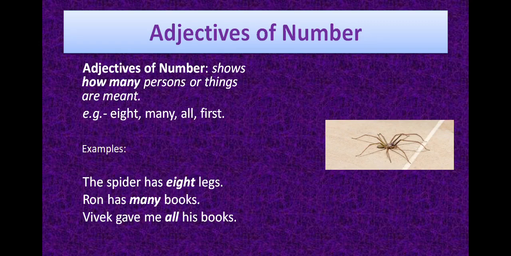Next, we move on to adjectives of number. Adjectives of number show how many persons or things are meant. So, we can count them as numbers. For example, 8, many, all, first. Now let us see these examples. The spider has 8 legs. Ron has many books. Vivek gave me all his books. So we see here that the words 8, many, all can be counted in numbers. They are all used with countable nouns. We can count the legs, we can count the books.